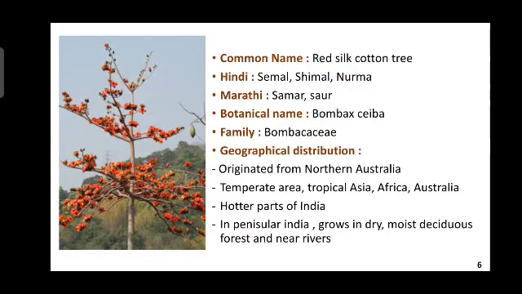Here is the picture of Bombax trees. Common name: red silk cotton tree. In Hindi we call it Simal, Shrimal, Nirma. In Marathi, Sawar. Botanical name Bombax ceiba, family Bombacaceae. Geographical distribution: originated from northern Australia, temperate areas, tropical Asia, Africa, Australia. We can find it in hotter parts of India. In peninsular India, it grows in dry, moist, deciduous forests and near rivers.